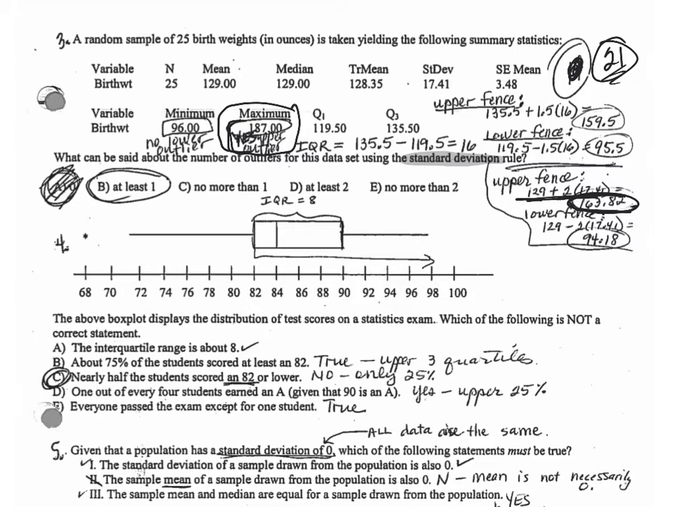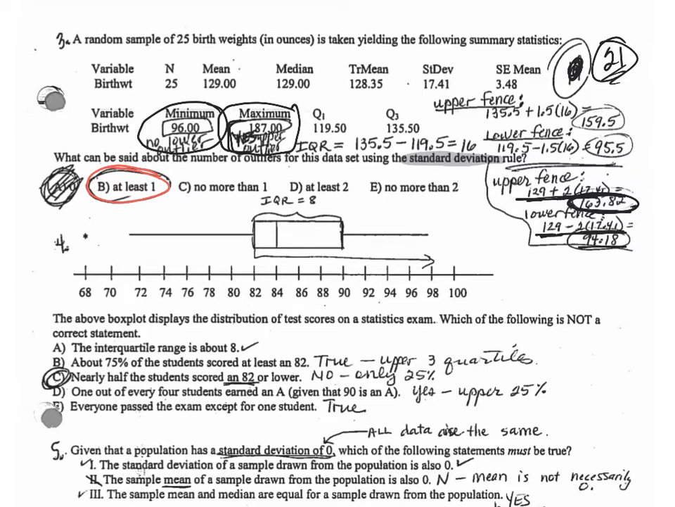Lower fence is the mean minus 2 standard deviations. That's 94.18. Since the minimum is not lower than that, you want to know if the min is lower than that, it is not. So you do not have a lower outlier. So you have, in summary, at least one outlier.